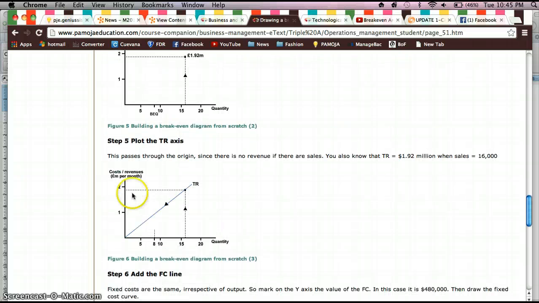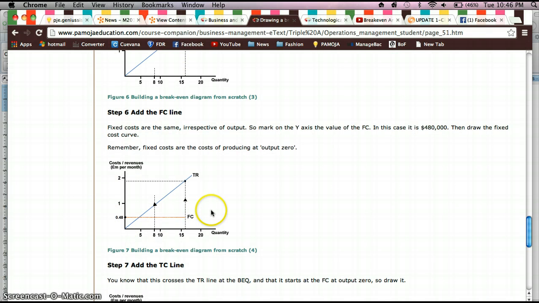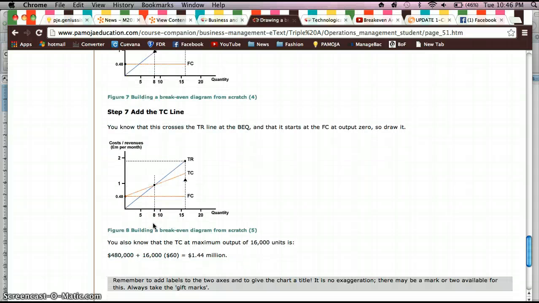So in this case, you begin to trace your total revenue, which I stated before, starts at zero. And then the total fixed cost, which in this case, the total fixed cost to create this good or service was 0.48, which is a horizontal line. And then the total cost, which starts at the fixed cost because of what we said before. And in this case, the intersection between total revenue and total cost is the interpretation of the break-even point.